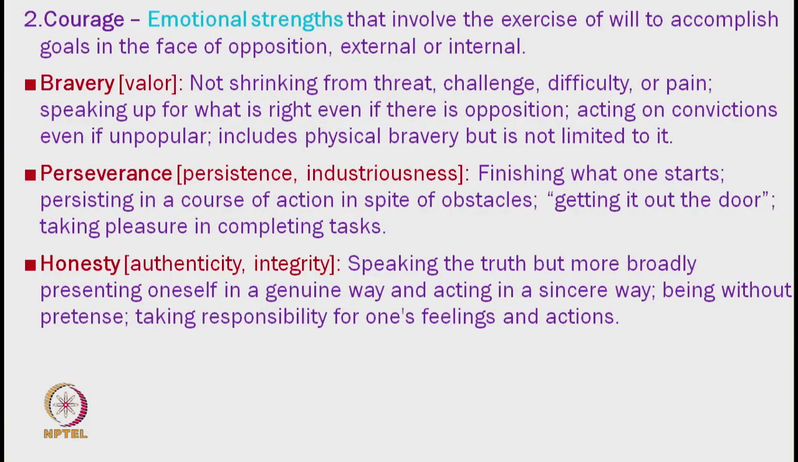Next one is honesty. Honesty means authenticity or integrity. So, when we say honesty or authenticity or integrity, it means speaking the truth, but more broadly presenting oneself in a genuine way and acting in a sincere way. Being without pretense, no deception there, taking responsibility for one's feelings and actions. So, honesty means you are honest with your thoughts, with your feelings, with your actions, and you are showing genuine presence, not hiding anything.